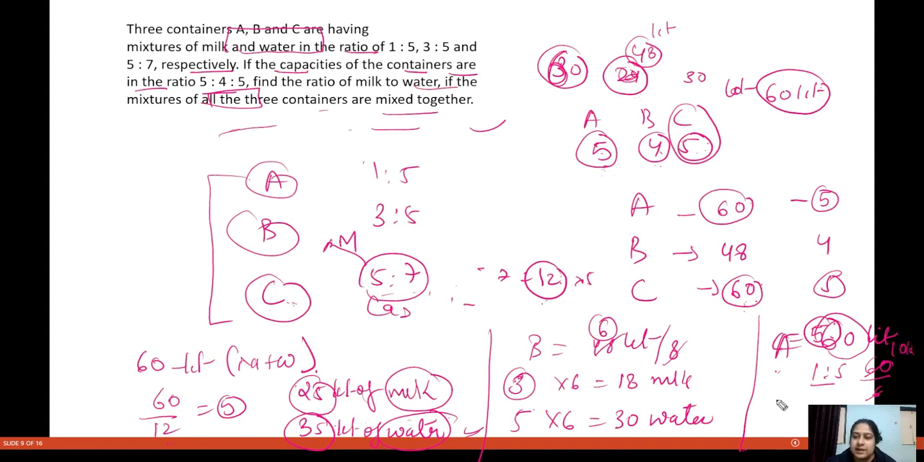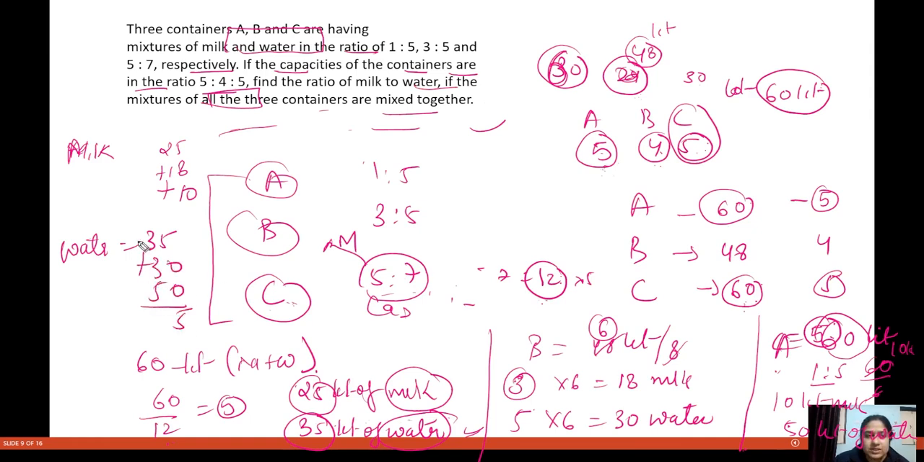So now how much milk are you having in total if all three containers are mixed? You have 25 plus 18 plus 10. And water, how much are you having? You have 35 plus 30 plus 50. So this will be 115, and this will be 53. So the ratio will be 53 divided by 115.